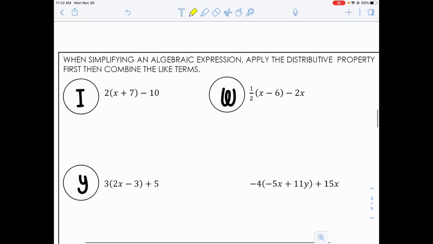Okay, finally for these notes, we are just going to do a couple of these examples because your homework doesn't actually have any problems like this, but you should know that this is something that you can do with combining like terms.